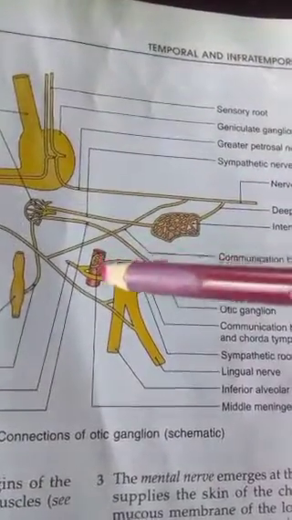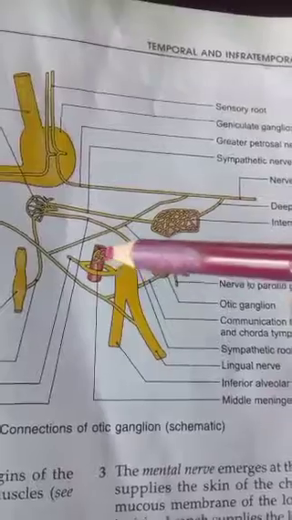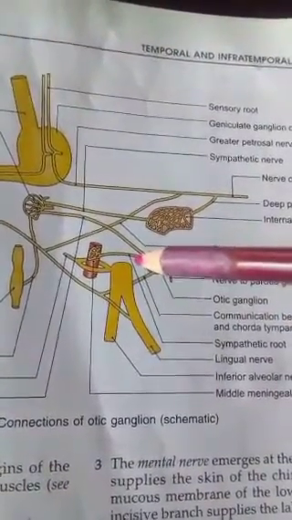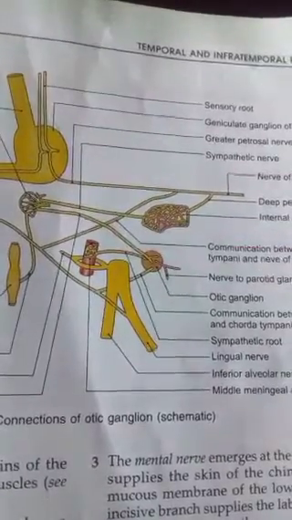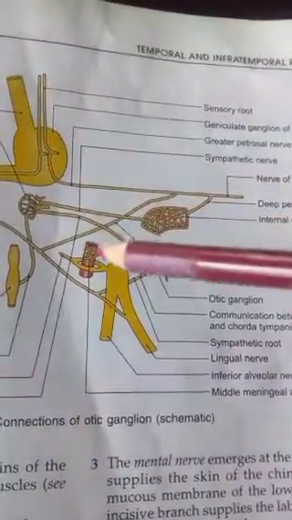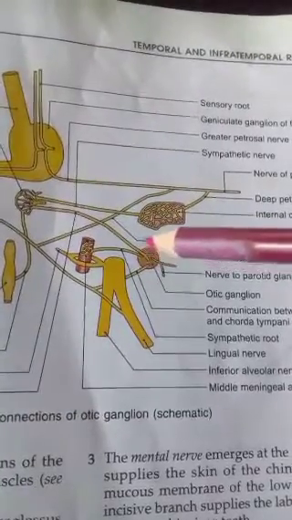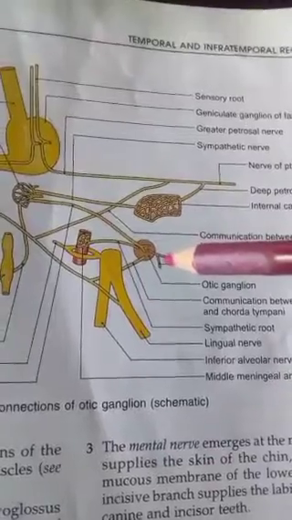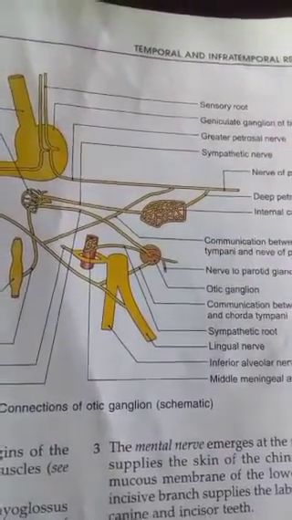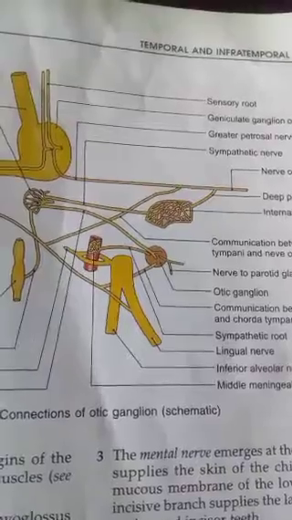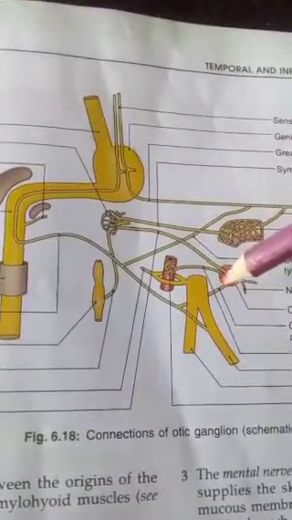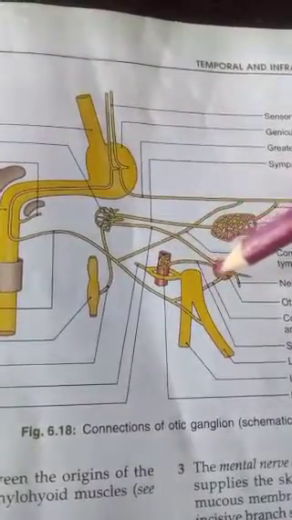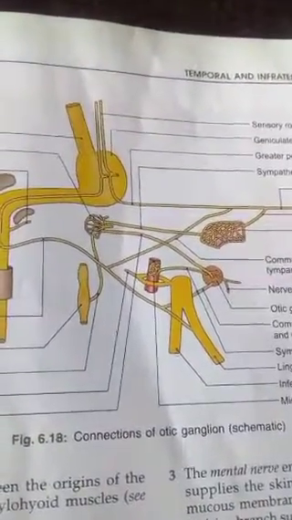The sympathetic root is derived from the plexus over the middle meningeal artery. It contains postganglionic fibers arising from the superior cervical ganglion. These fibers pass through the otic ganglion without relay and reach the parotid gland via the auriculotemporal nerve. These fibers are vasomotor in nature. The sensory root comes from the auriculotemporal nerve and it is sensory for the parotid gland.